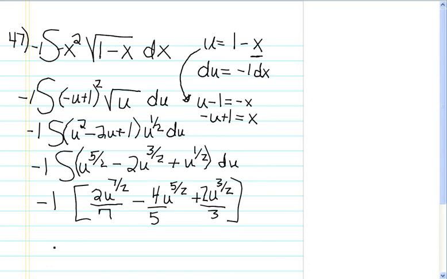Resubstituting in the value for u, I get negative 1 times the group. Since u was equal to 1 minus x, it's going to be 2 times 1 minus x to the 7/2 over 7 minus, and I see I'm going to run out of time here, but we'd put 1 minus x in for u here and here, and don't forget at the end we'd add the constant c, and then you'd be done with that particular problem, problem number 47.